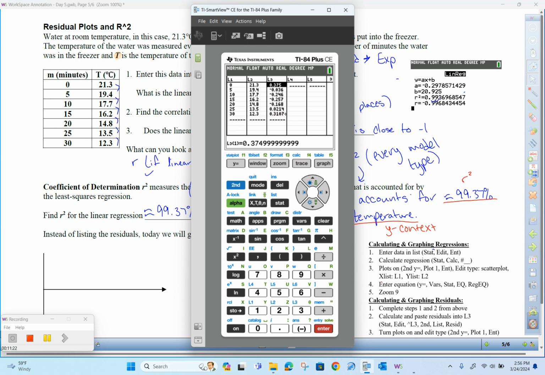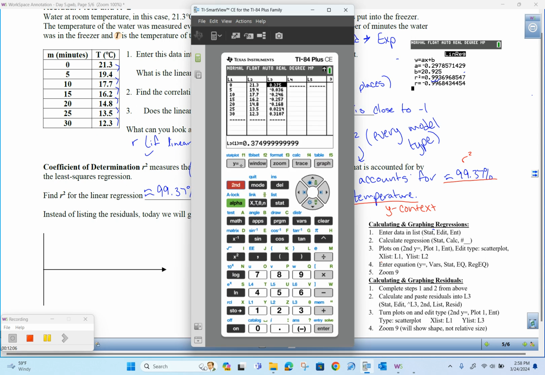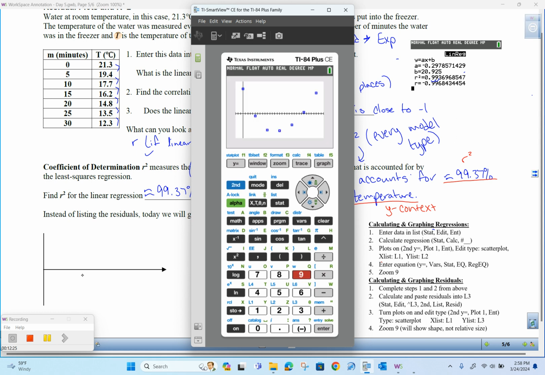So here's how this works. It says we're going to turn the plots on and edit the type to scatter plot. Well, we've already done that. We just want to make sure that it says list 1 and list 3 instead of our list 1 and list 2. So second y equals, go to your table here and change this to second list 3. And the last thing is zoom 9. Now again, this is going to show the shape. It's not going to show the relative size if we're zooming in. Okay, so zoom 9.